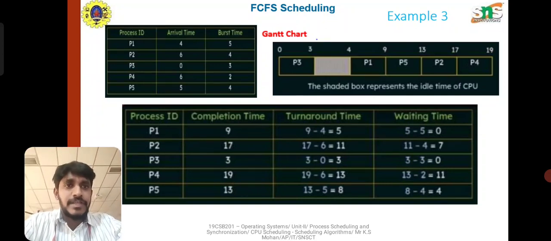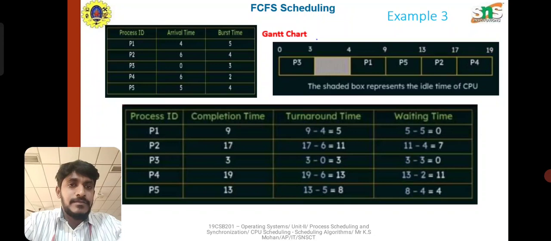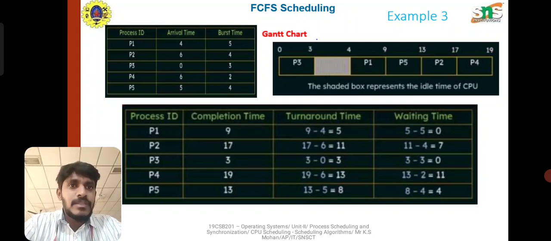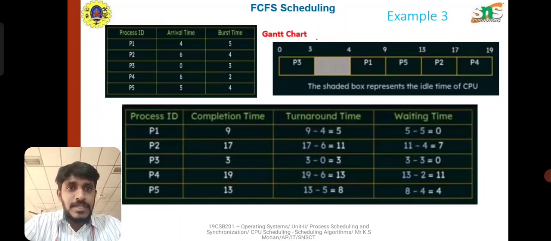Look at the screen. We can see the process IDs P1, P2, up to 5 processes. We have the arrival times, and in the burst time each process has a different value. So the Gantt chart is P3, P1, P5, P2 and P4. For process IDs P1 to P5, we have to calculate the completion time, turnaround time, and waiting time.